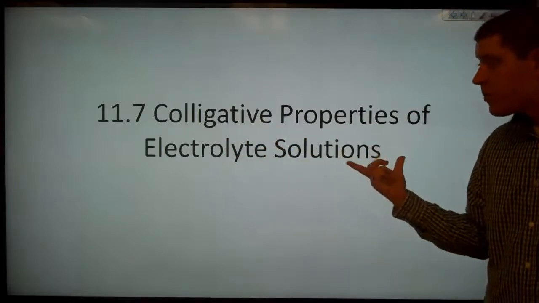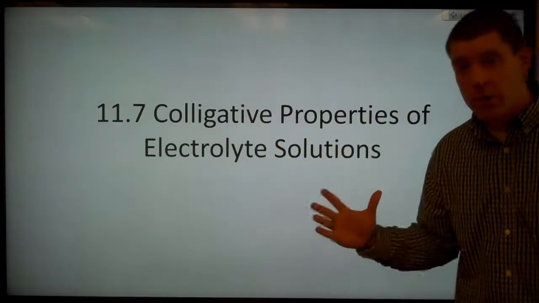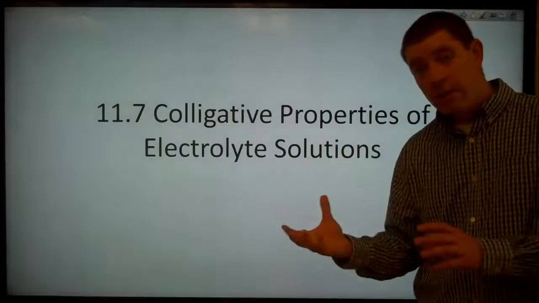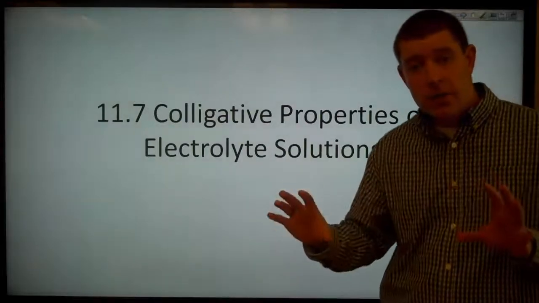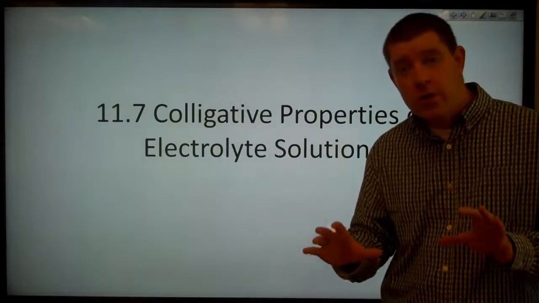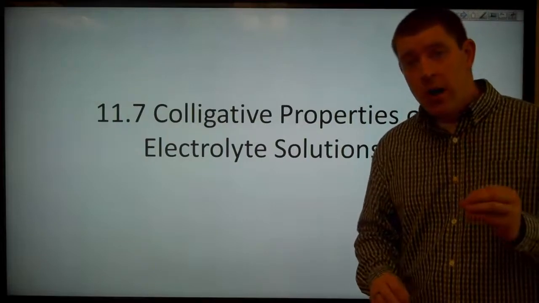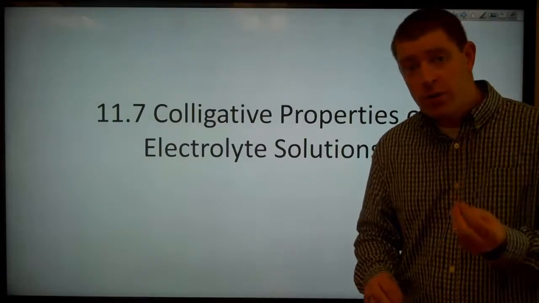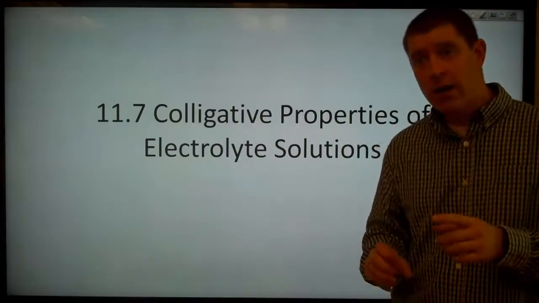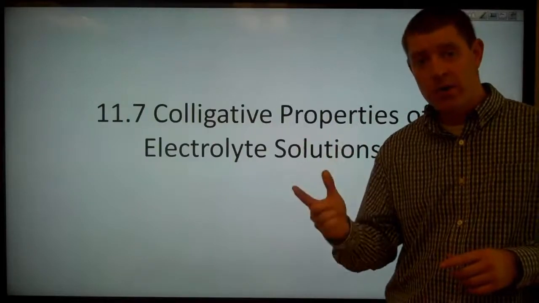Welcome to Colligative Properties of Electrolyte Solutions. So, if we have an electrolyte, that means that we have ions in solution. If we have ions in solution, that means that the molality of particles in solution is not the same as the molality of the compound that we have in solution.